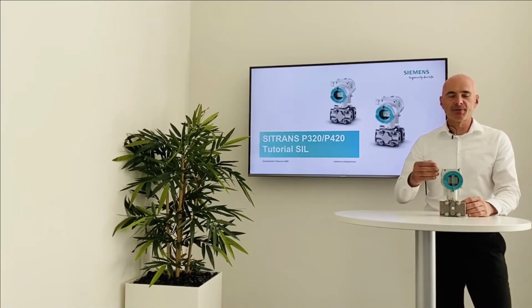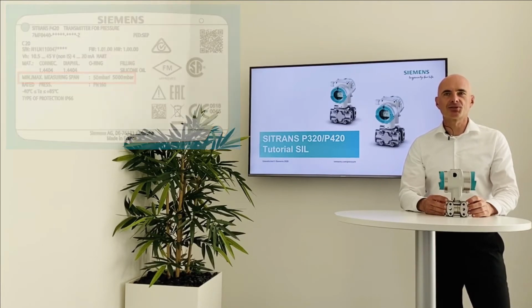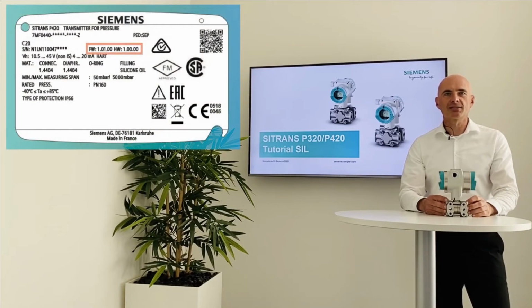For this tutorial, we use a SITRANS P420 differential pressure transmitter in SIL version with the 5-bar measuring cell. The adjustment of a SITRANS P320 is identical. The pressure transmitter used has the firmware 1.01. If you want to do the tutorial with a SITRANS P320 P420 on your own, you need a SIL device. Otherwise, the SIL parameters are not available.